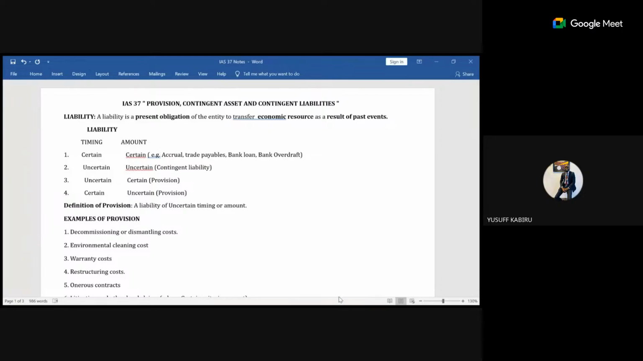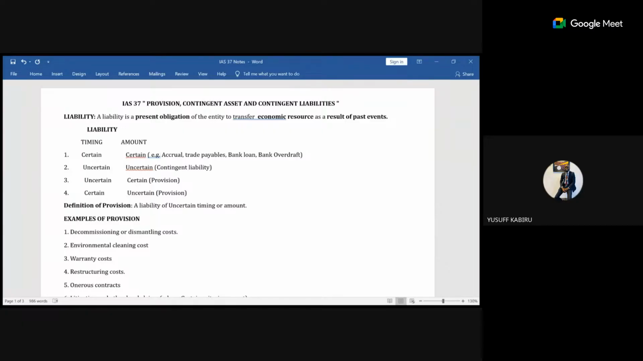Can people react? Am I right? With that first instance, when you go to the bank, you collect a loan or overdraft. When am I going to pay? How much am I going to pay? You will know it. That is number one. Then number two, when the timing of the liability, when you are going to pay, and the amount are uncertain, you don't know how much you are going to pay and you don't know when you are going to pay it, it is a contingent liability.